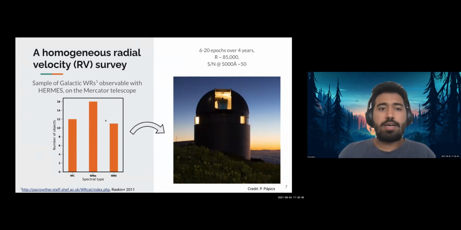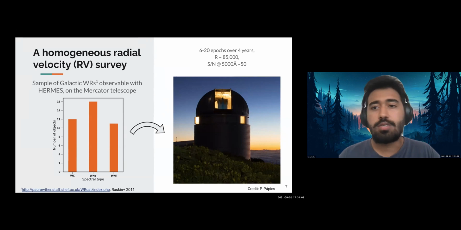So in order to do this, we embarked upon a radial velocity survey with the HERMES spectrograph that has been mounted on the Mercator telescope in La Palma. And from Paul Crowther's sample of galactic Wolf-Rayet stars, we got a sample of about 40 objects, as you can see, according to their different spectral types. We aim to get at least 6 epochs of observations over at least 4 years. And we have quite a high resolution and moderate signal to noise. So it's high quality data, and we're hoping we can measure radial velocities of these stars.